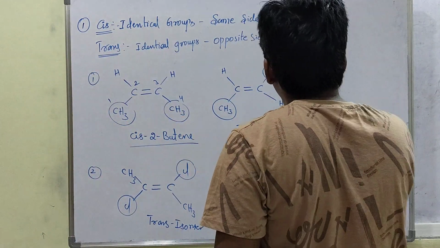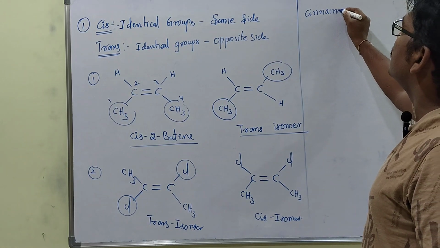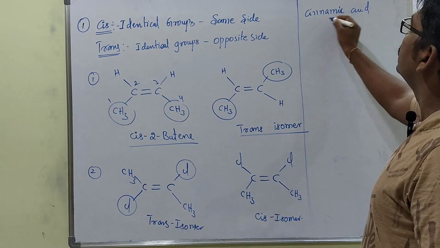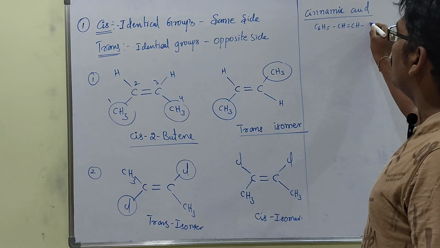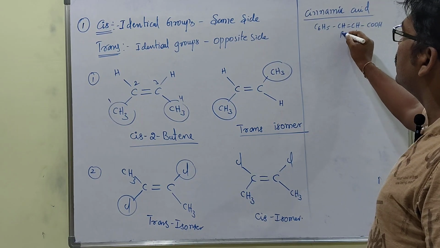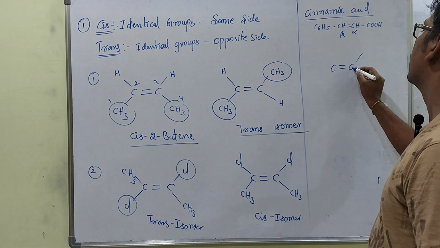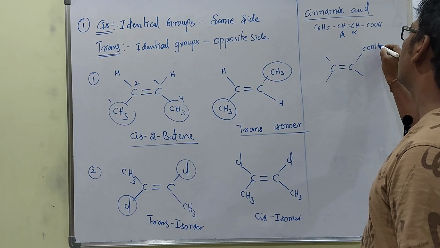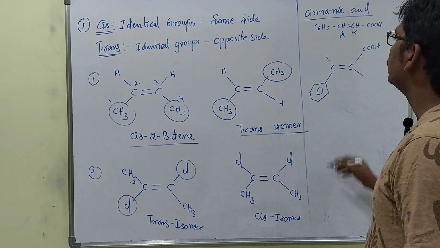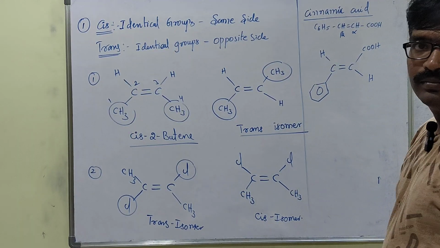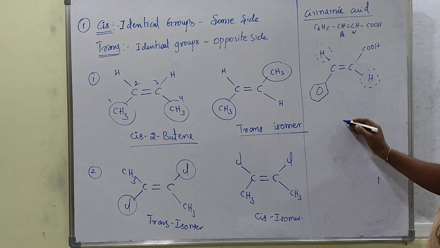Then one more, sir, cinnamic acid, which is C6H5, CH double bond CH, COOH. We call it alpha beta unsaturated carboxylic acid, cinnamic acid. So look at C double bond C, then one side COOH group, then one side phenyl group is there like this, phenyl group. Sir, H, then H, like this will be there. Identical groups here we have to consider as this, identical groups away from each other. Then we call it a trans isomer.